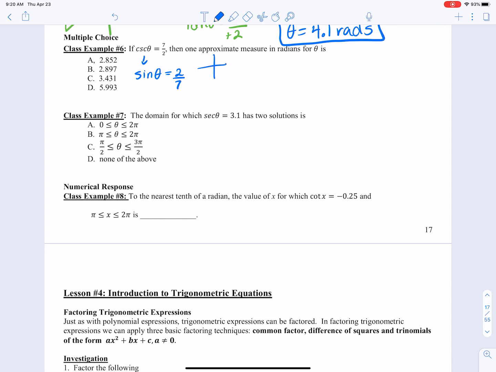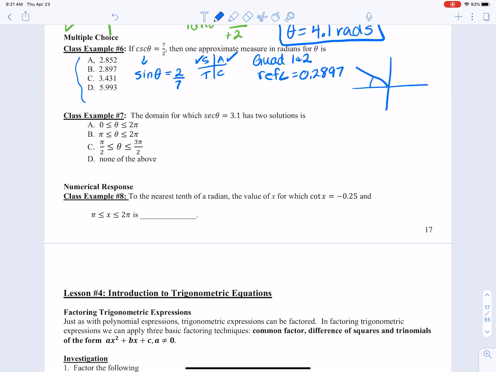And if I use my CAST rule, I know that sine is positive in quadrant 1 and quadrant 2. I'll go ahead and find the reference angle. Second function sine, 2/7, and that gives me 0.2897. Okay, that answer's not there, so I'm going to look at what the second quadrant solution would be.